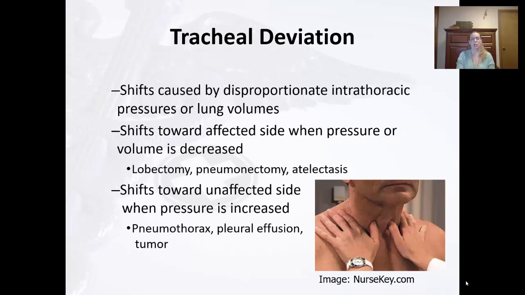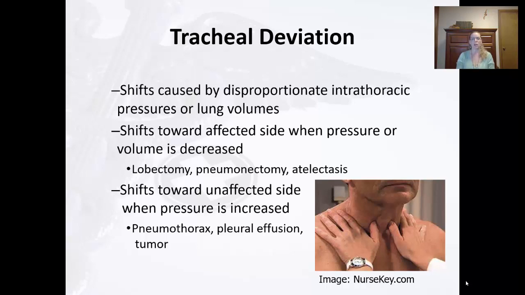So tracheal deviation can occur when there are disproportionate intrathoracic pressures or lung volumes. How you assess tracheal deviation is you're going to insert just above the sternal notch, right where the clavicle joins the manubrium. You're going to stick your fingers into the neck until you feel the trachea. And you should see that the trachea lies directly in line with the sternal notch, right in the center there.